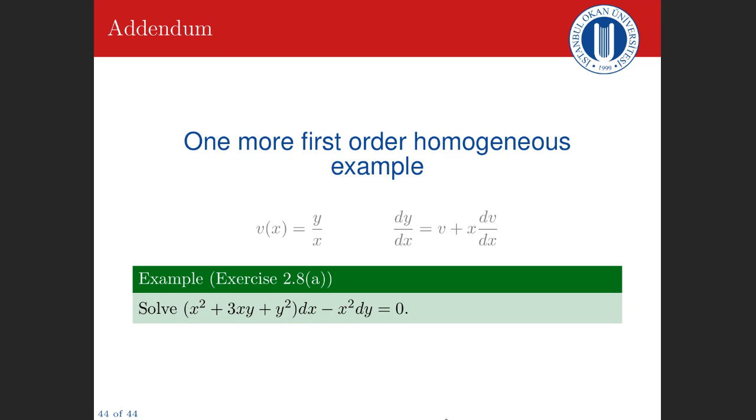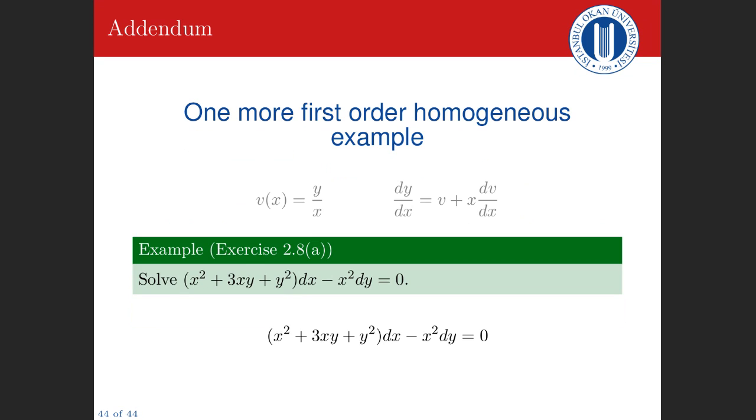To solve a homogeneous equation, we need two formulae. We're going to use the substitution v is equal to y over x. And if we rearrange that equation and differentiate by the product rule, that would give us dy/dx is v plus x dv/dx. So what I'm going to do is start with the equation, and I'm going to rearrange.